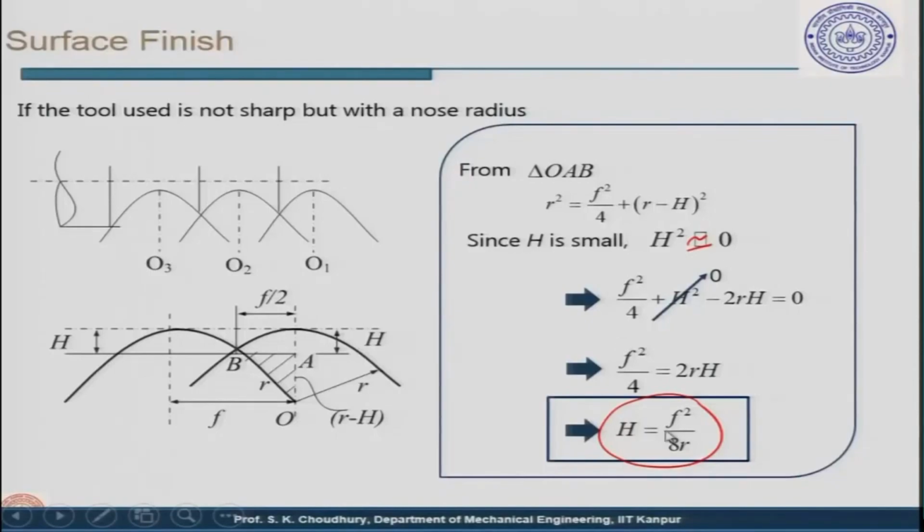And if it is very small, lower than let us say 0.5 or so, then there will be high stress concentration because the tool will be sharp. Therefore, the tool has to be rounded off, and how much it will be rounded off, you can take guidance from this theoretical judgment that h, the surface roughness, will depend on f square divided by 8r, where r is the nose radius and f is the feed.